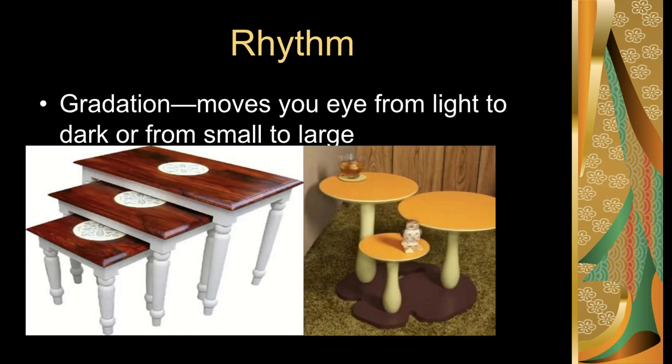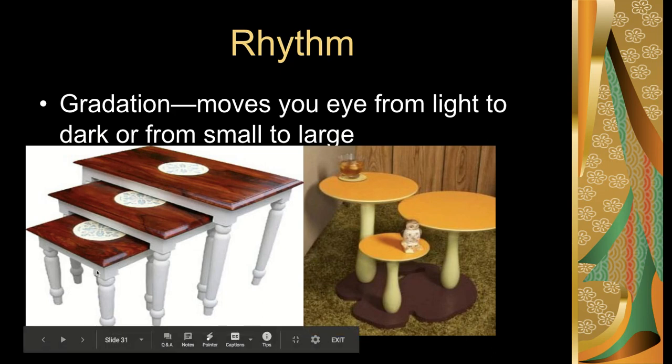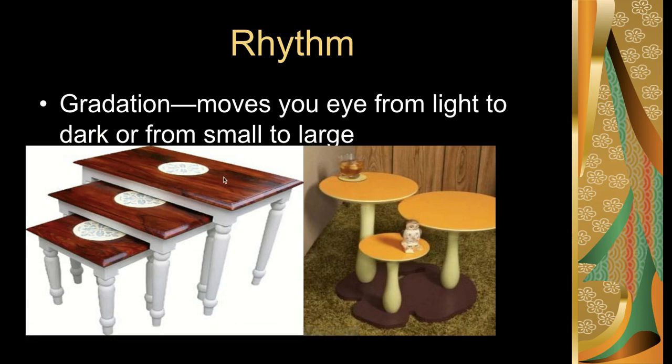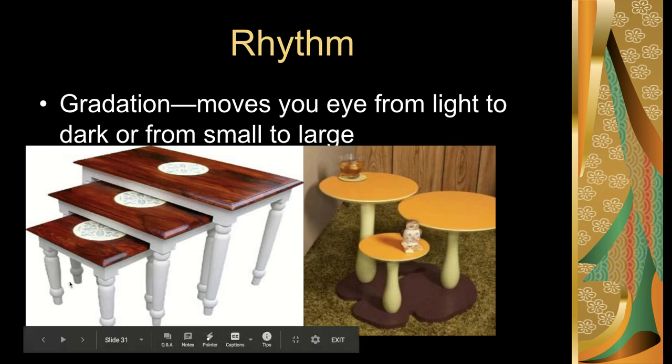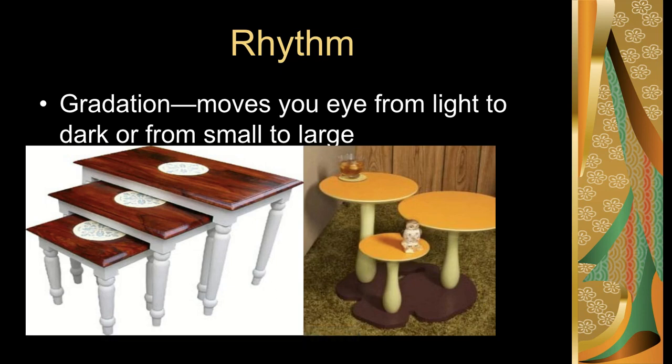Gradation is when we have a gradual change in colors, light to dark, or in size when we're going from small to large. For example, we have some nesting tables where we have small, medium, large of these that nest together, and your eyes go, whoa, big, small, small, and your eyes follow these objects or color. If you've heard of ombre in color for clothes or art, that is gradation. You go from a lighter color to dark.